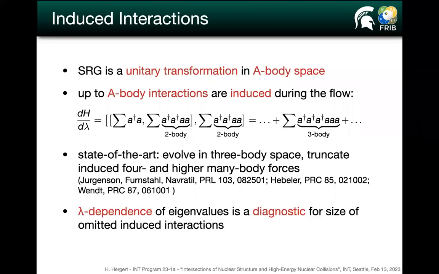What we do have, though, is this dependence on the SRG flow parameter, which we can use as a diagnostic to probe how invariant the expectation values are in a completely exact calculation. If you can solve the Schrödinger equation exactly, doing this transformation should preserve all eigenvalues. And if you see some variation in the eigenvalues, this gives you a measure of how much you violate unitarity in the process.